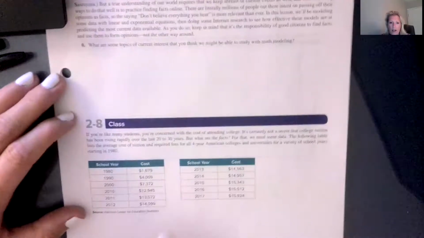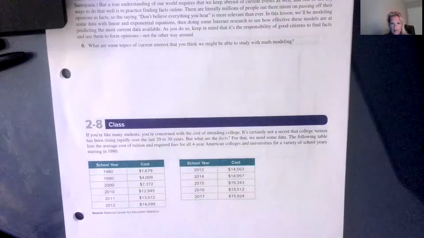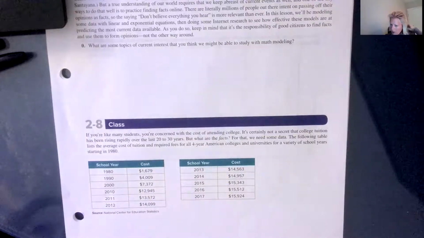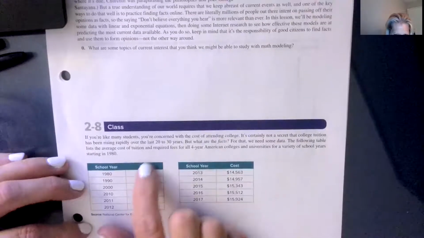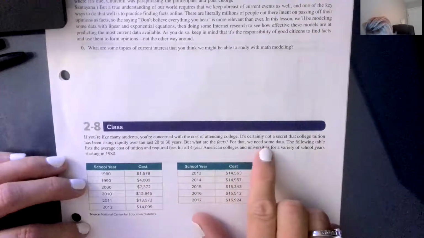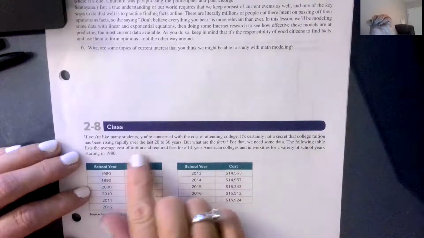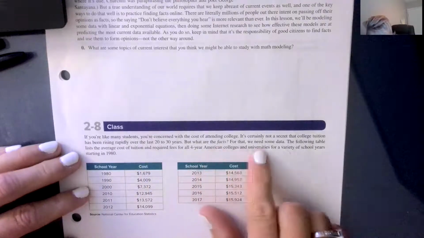So let's look at, we have one main big problem. I have two sections I assigned, but the lesson check is in the first main big problem, and that's the only one we're going to do for lesson 8. It says, if you're like many students, you're concerned with the cost of attending college. It's certainly not a secret that college tuition has been rising rapidly over the last 20 to 30 years. But what are the facts? For that, we need some data.